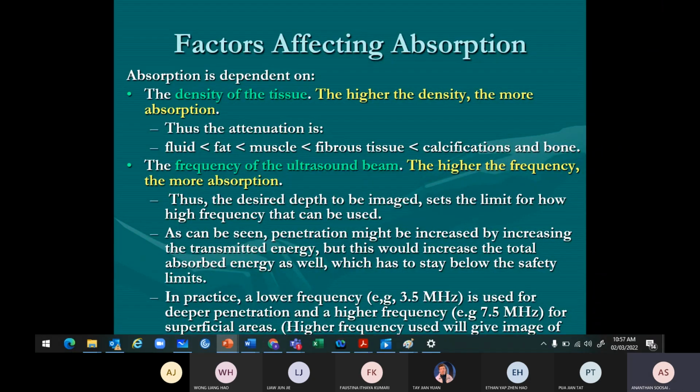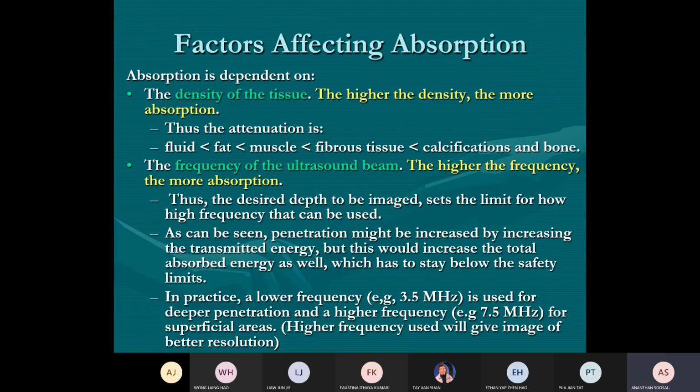So the depth to be imaged sets the limit for how high a frequency can be used. If the depth is quite small, you can use high frequency. You can increase penetration by increasing the transmitted energy, but this will increase the total absorbed energy, which has to stay below the safety limit. A lower frequency, 3.5 megahertz, is used for deeper penetration, and a higher frequency, 7.5 megahertz, is used for the superficial area. High frequency will give better resolution, so smaller abnormalities can be detected.